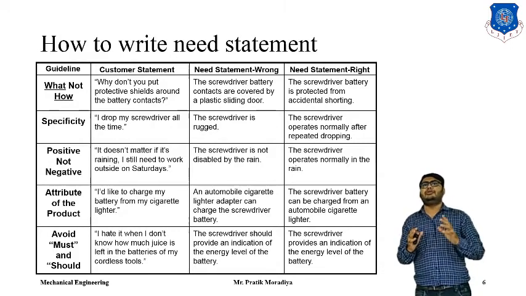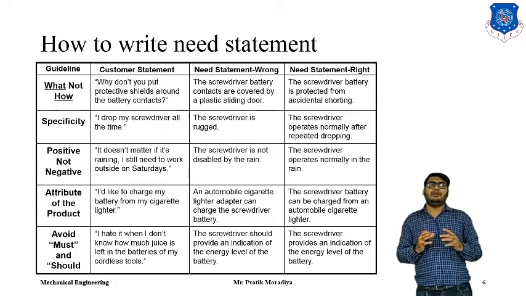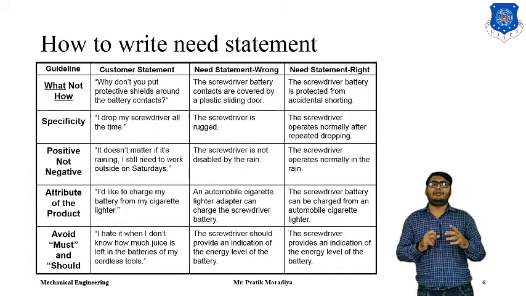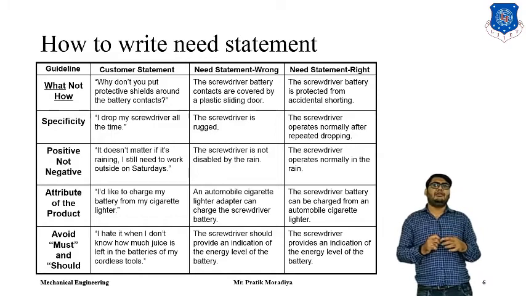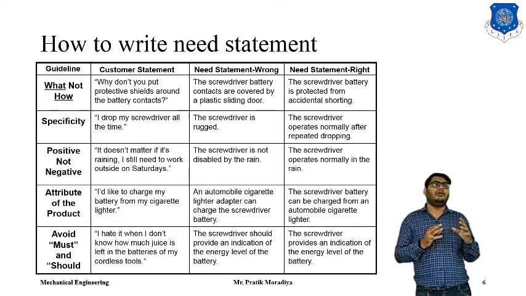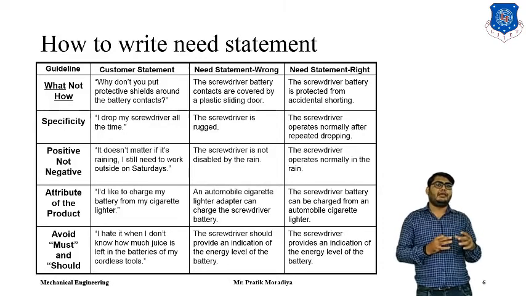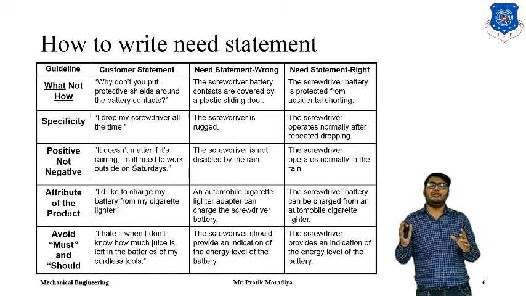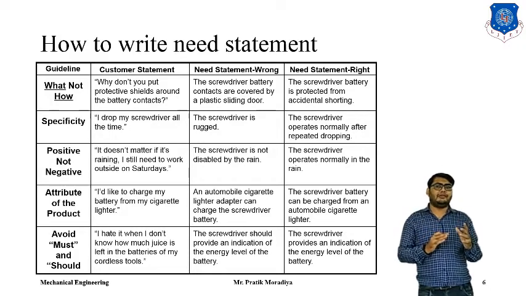Now your statement should be specific. If a customer says, I drop my screwdriver all the time, then "the screwdriver should be rugged" is not a correct need statement. The statement should be, the screwdriver should be operable after normal or repetitive dropping. Rugged is a vague statement. How much rugged? Should it be strong enough to support the weight of an entire truck? No, we do not need that much. So it should be specific.